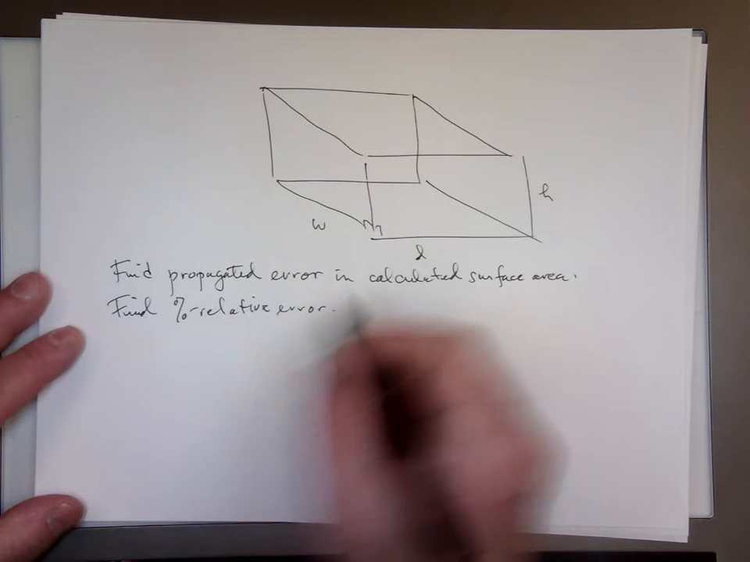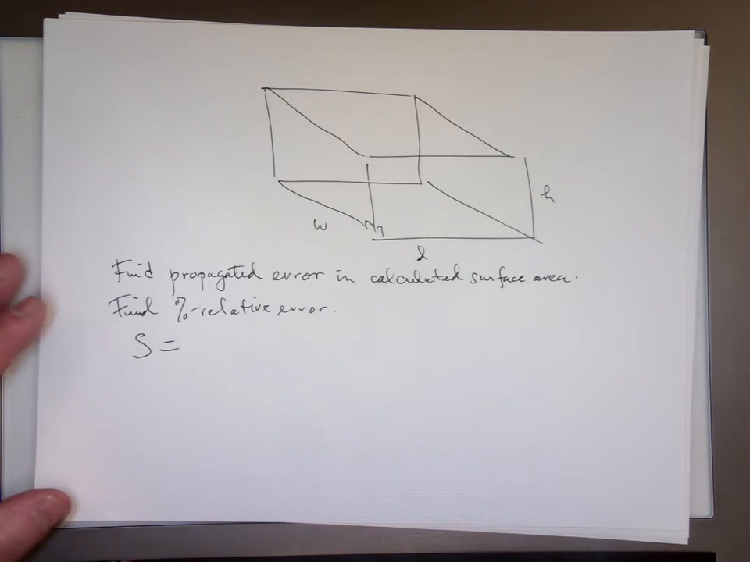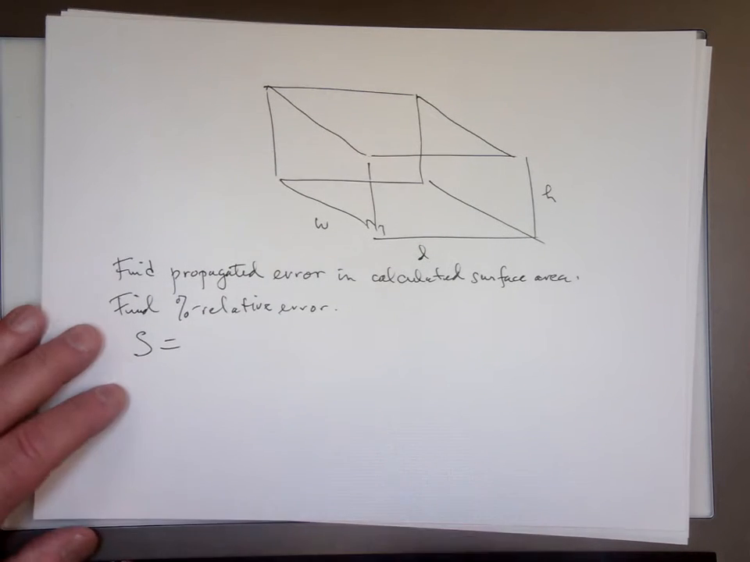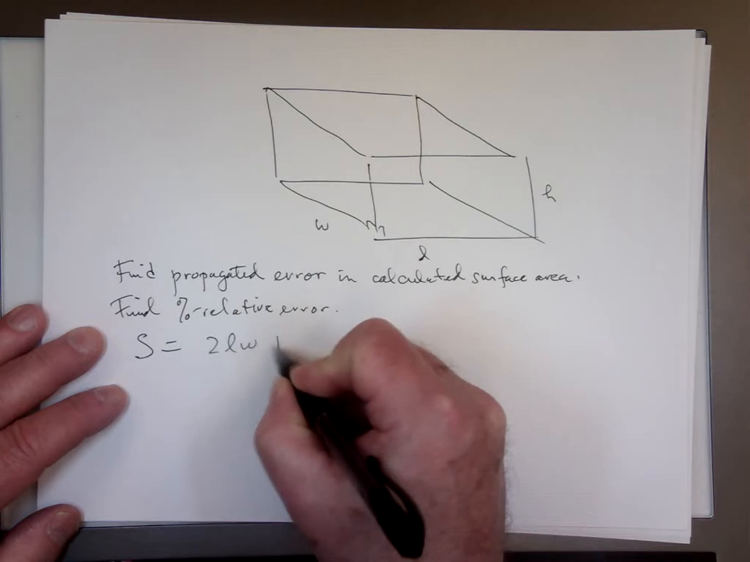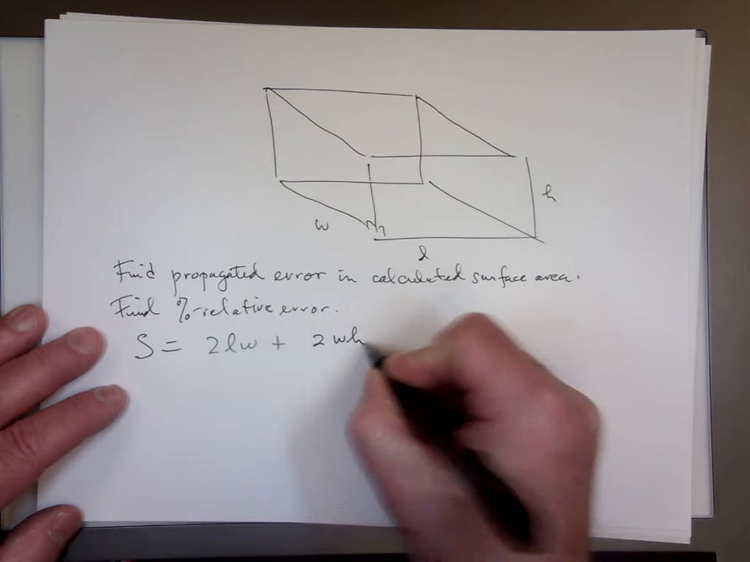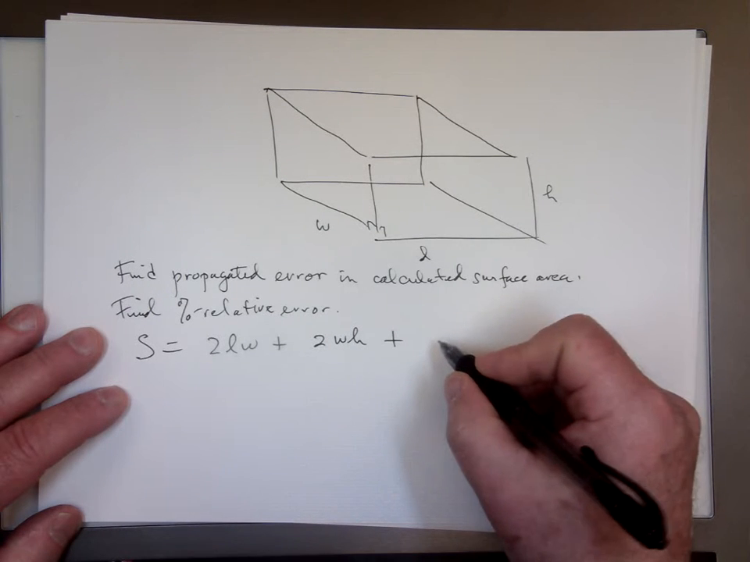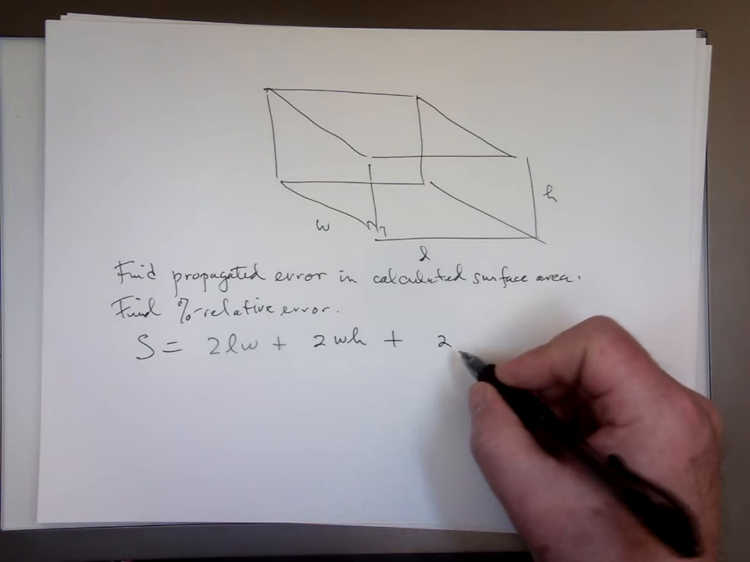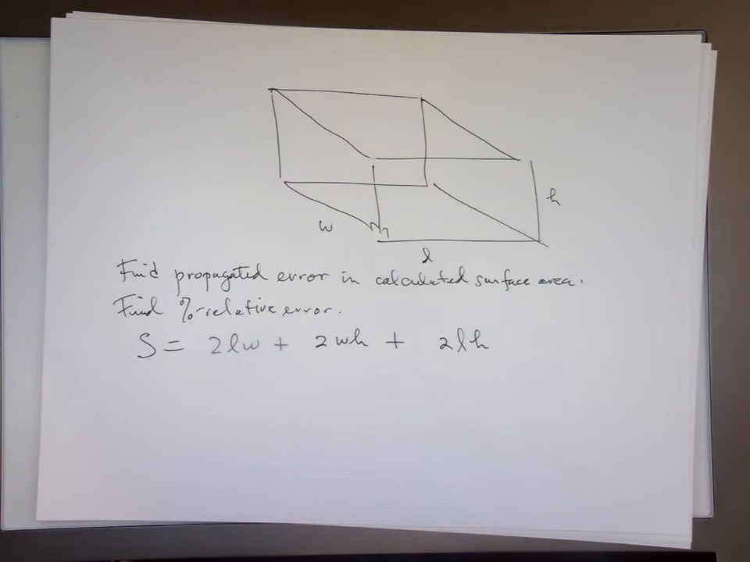S, surface area, is equal to, well, what's the surface area of a rectangular solid? 2 times width times length. Yeah, length times width. We want the surface area. Plus 2 times height times width. Width times height. And 2 times length times height. Okay, fine. Good deal. That's the surface area of this rectangular solid. Okay?